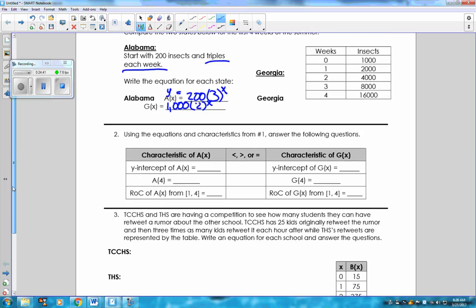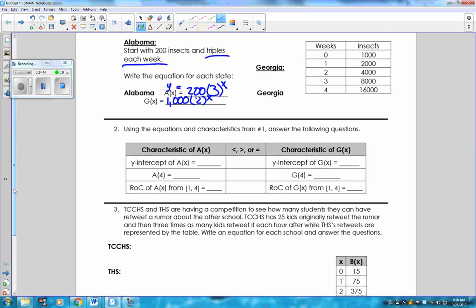The second part of this equation, we're still using this information above for the next question. The first characteristic it asks for is the y-intercept of Alabama. What's the y-intercept for Alabama? It's not 600. What's the x value for a y-intercept? 0. So I'm going to plug in 0 for x. 3 to the 0th power is what? 1. Anything to the 0th power is always 1. So 200 times 1 is 200.